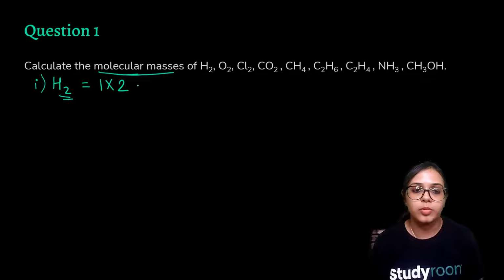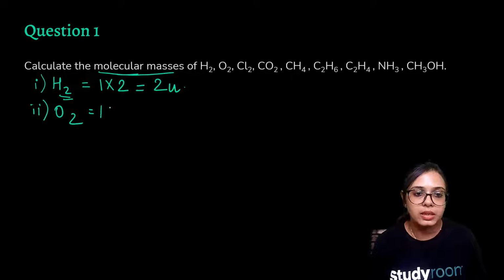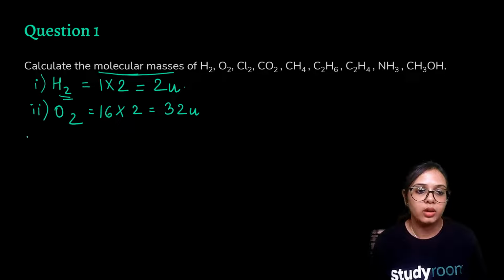We have to add them. So 1 into 2, that is 2U, would be the molecular mass of H2. For O2, similarly, we will be having 16, since 16 is the atomic mass unit of oxygen, into 2, since we are having 2 atoms of oxygen. So that will be 32U.